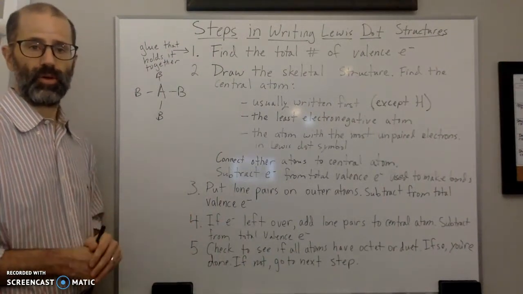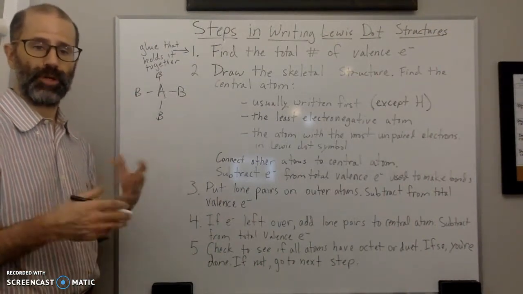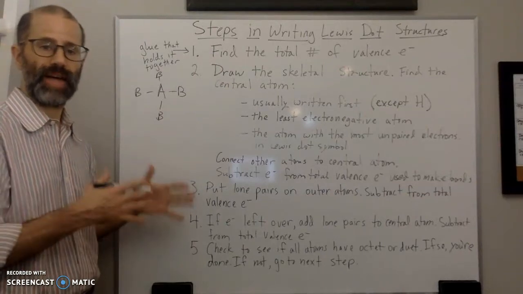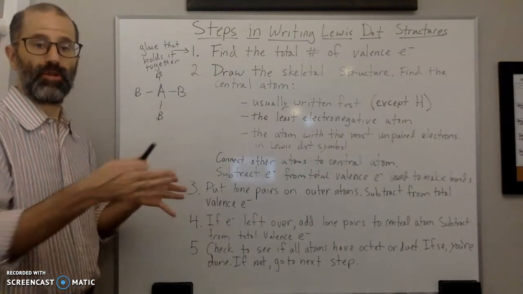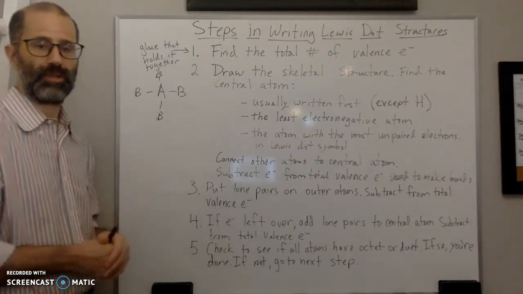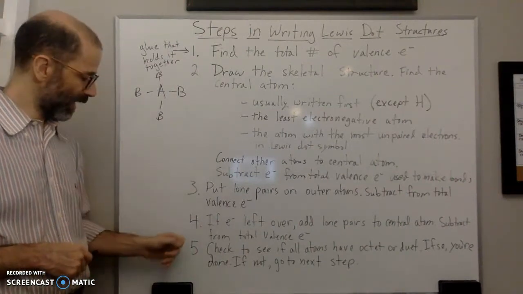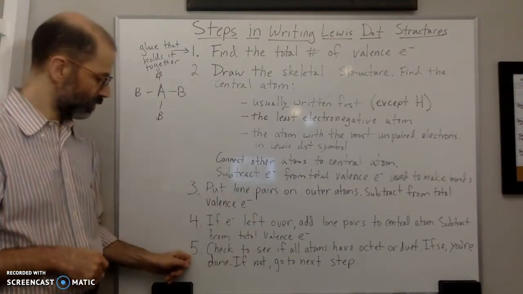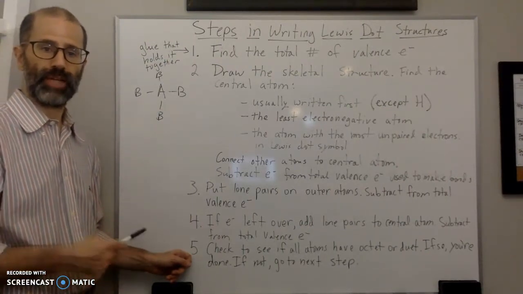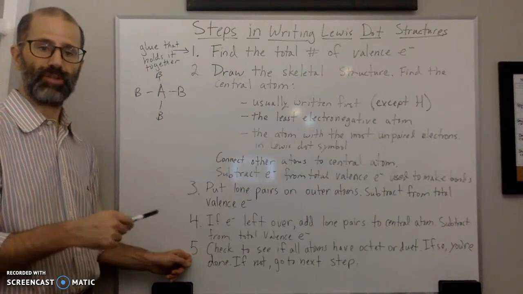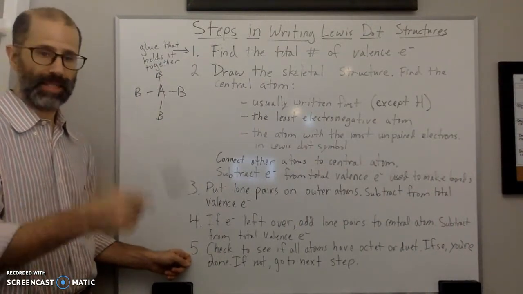you need to check your Lewis dot structure to make sure that every atom has either an octet or a duet. If you do have electrons left over, then you put those electrons on the central atom as lone pairs, and then after that you're going to go to step 5, which is check the atoms in your molecule. Check them in your Lewis dot structure. Make sure that each atom has an octet or a duet.